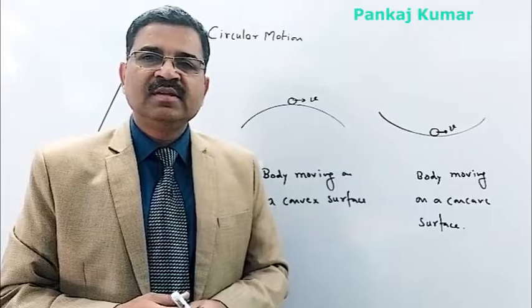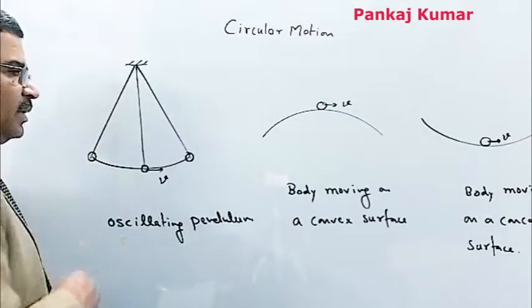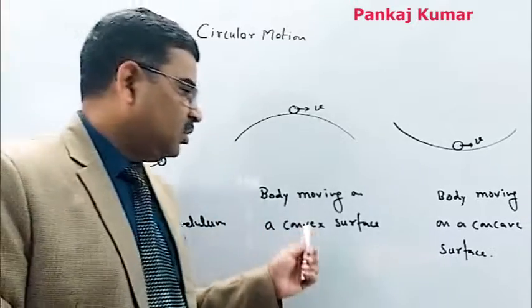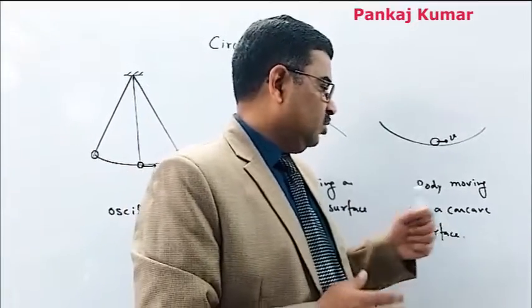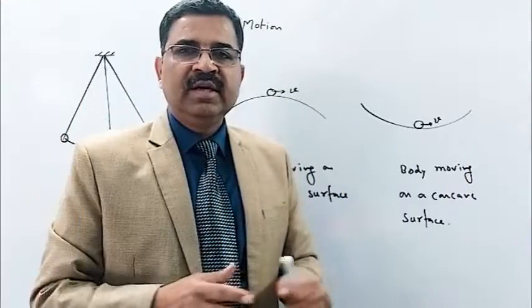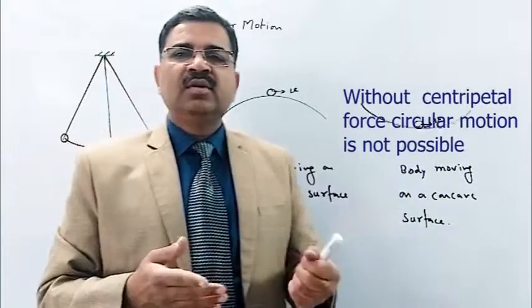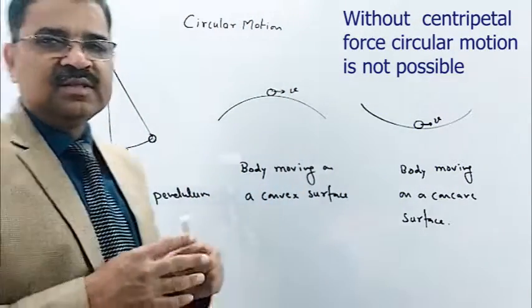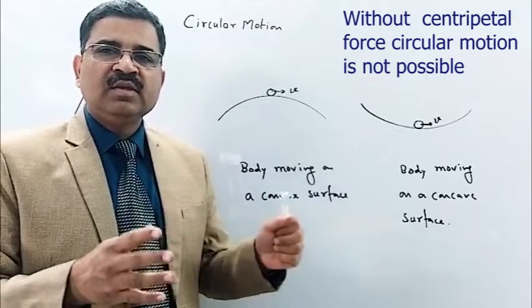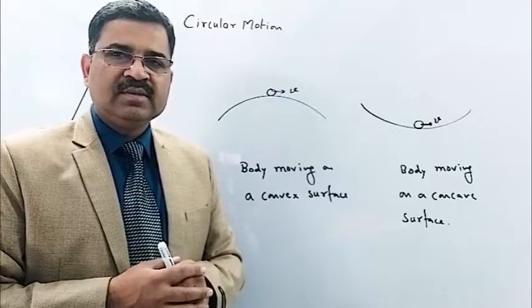Students, let us take three examples of vertical circular motion. The first example is an oscillating pendulum. The second example is a body moving on a convex surface, whereas the third example is a body moving on a concave surface. In any type of circular motion, you know that one force is necessary, and that is called the centripetal force. So in all the cases, the body must experience a centripetal force, without which the circular motion is not possible. So let us find out that centripetal force in each case.